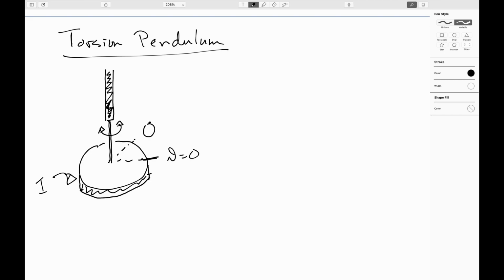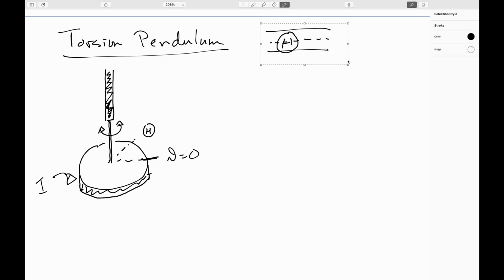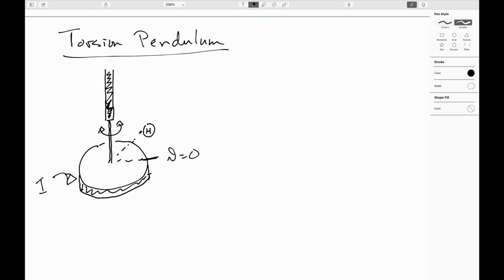If I pull it back to some angle capital theta, yeah, that's what capital theta looks like. If we use our special paper from before, basically draw an O and stick a little H in it, that's a capital theta. So we pull it back, let's say to plus capital theta. I'll go ahead and mark in a minus capital theta for some symmetry here.